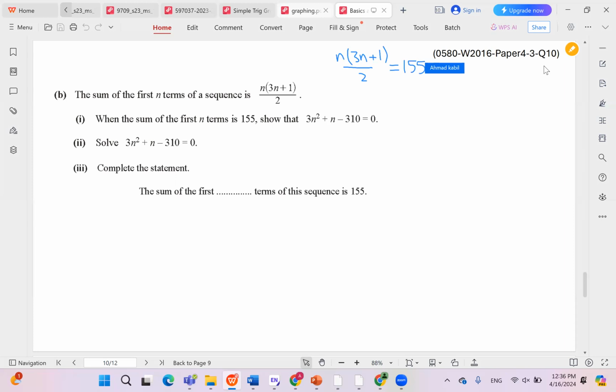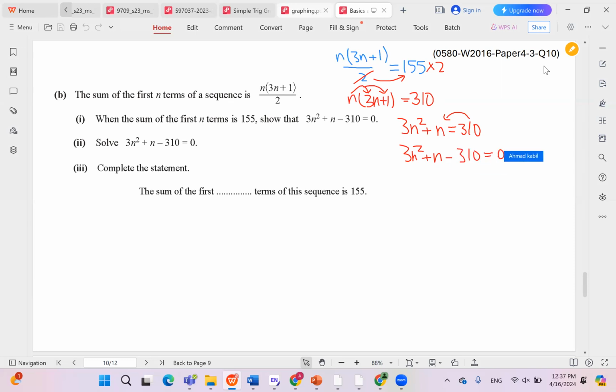So the first thing we can do is we can take the 2 to the other side and multiply. So 155 times 2. 155 times 2 is 310. And this is equal to n times 3n plus 1. Then we can distribute the n over the bracket. We get 3n squared plus n equals 310. Finally, we can take the 310 to the other side, and we get 3n squared plus n minus 310 equals 0.